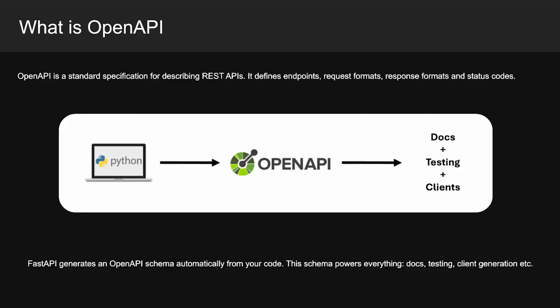Before we look at the docs, let's understand what's powering them. Look at the diagram. On the left, you have your Python code. FastAPI reads that code, specifically your type hints and Pydantic models, and generates an OpenAPI schema automatically. That schema then powers three things: your interactive docs, your testing interface, and client code generation. You write Python and FastAPI does the rest.